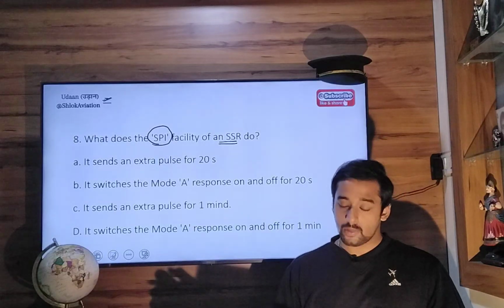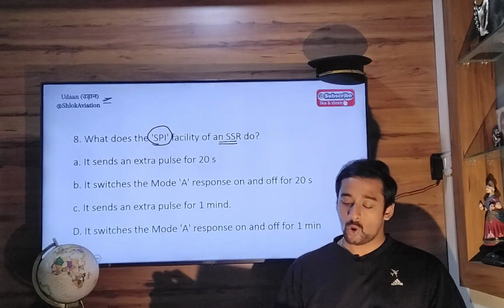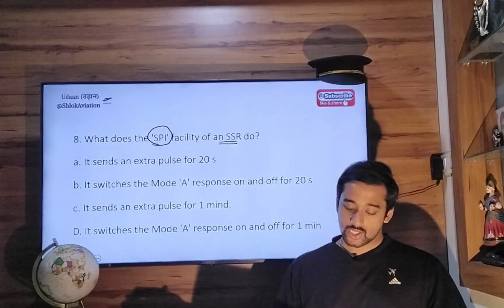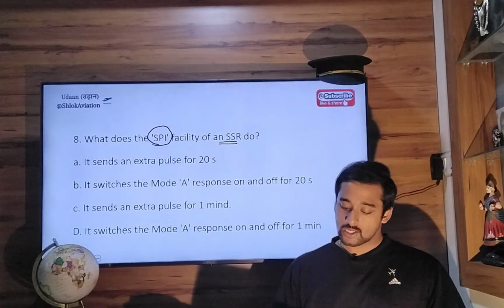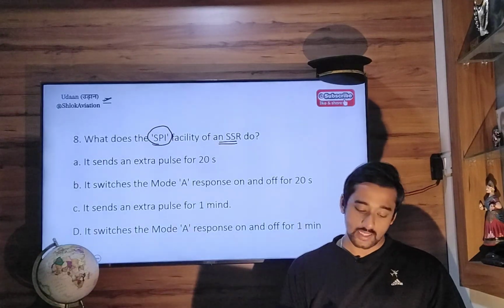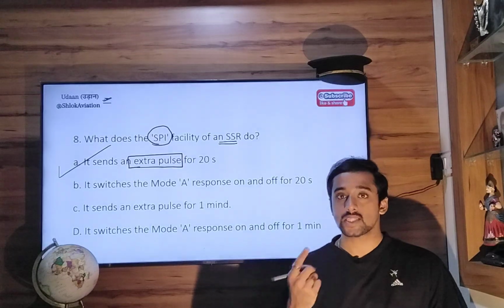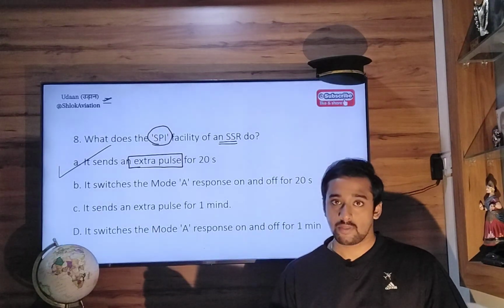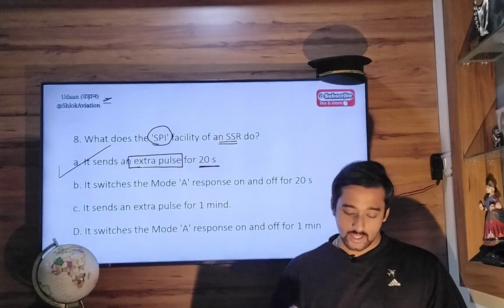it sends an extra pulse for 20 seconds, yes. It switches mode A response on and off. It sends extra pulse for 1 minute. It switches the mode A response on and off for 1 minute. So the answer is, it sends an extra pulse 4.35 microseconds after the main framing pulse for 20 seconds. Right? So very important.